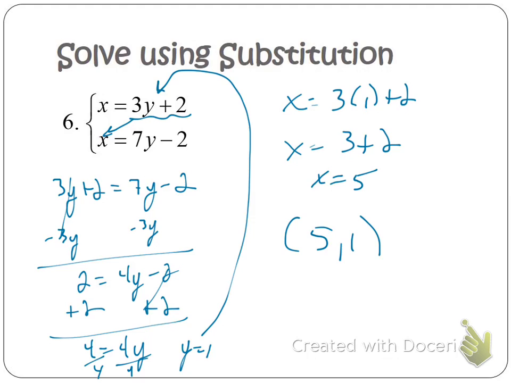But there you go. So I substituted the 3y plus 2 in for that x. Yes, both equations are solved for x. We know what x is equal to in both equations, but we're still going to use the substitution method, and it's the same. I'm going to take 3y plus 2 and put it in for x. So we get 3y plus 2 equals 7y minus 2, and then go through and solve for y. Once you got y, you plug that back into one of the two original equations and find out what x is. But there's your substitution. Hopefully you got that. If not, make sure you come find me.